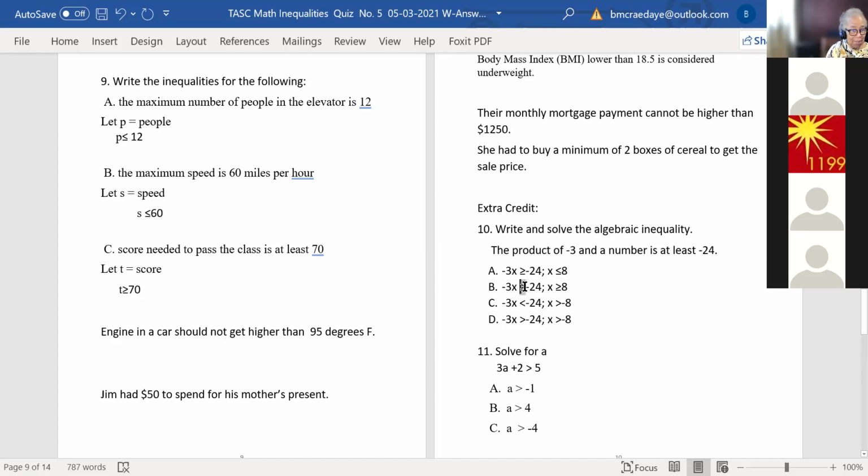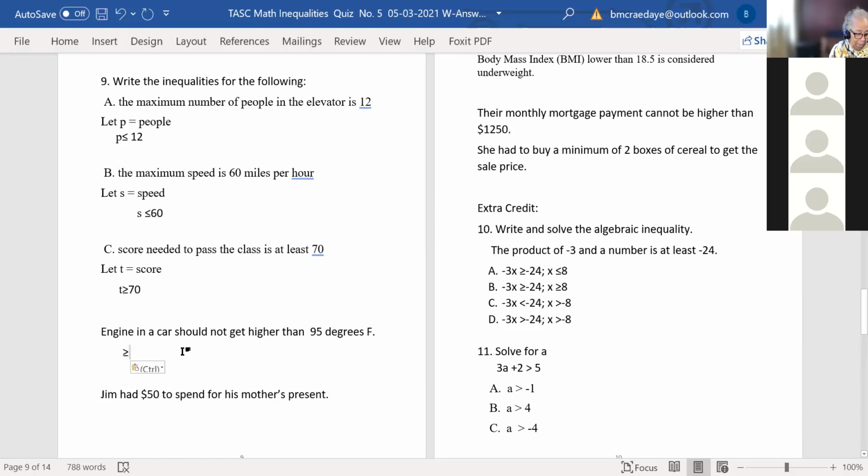So let's grab a less than or equal symbol and put it here. Okay. All right. Less than or equal, and then that's 95. And we can just say E for engine. So this would be E.